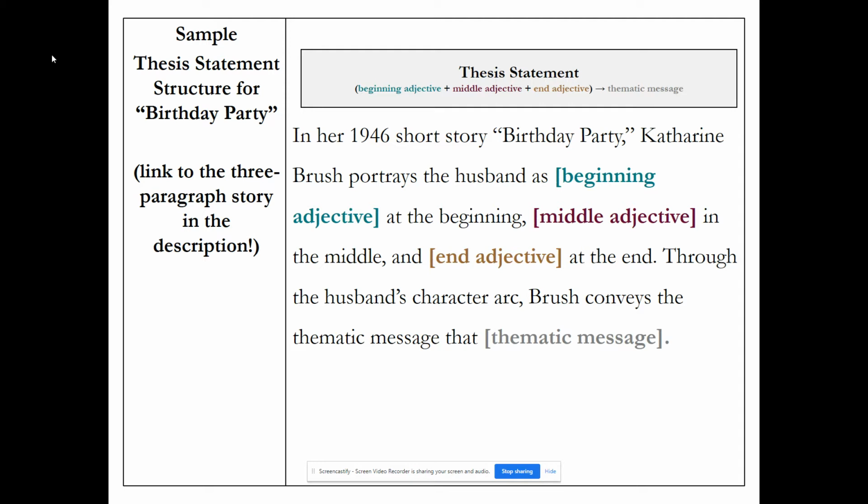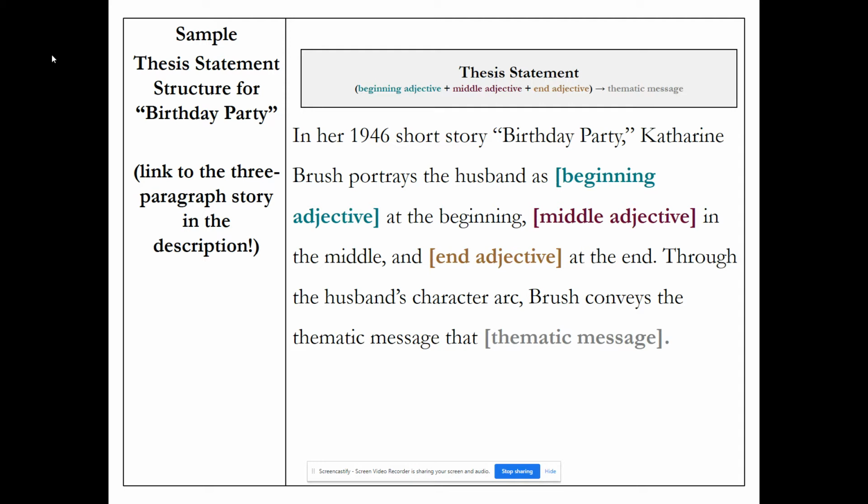You could pause the video right now, pull up the story, read it in literally 2 minutes, and then come back here and you would understand all of these examples about the story. I actually recommend you do that. And so this thesis statement is about Birthday Party.